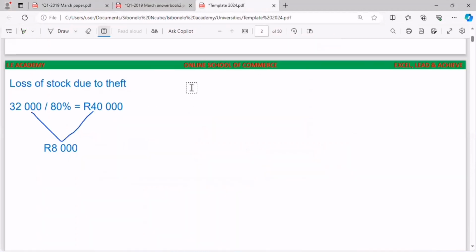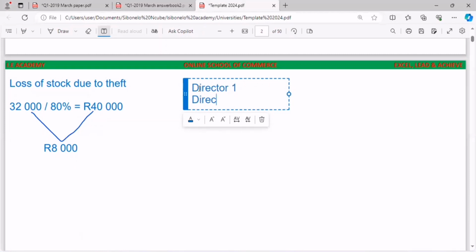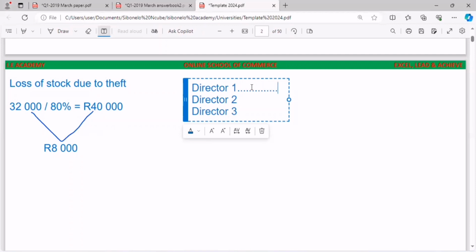We are owing director's fee for Feb. So guys, I will make this simple for you. So we have three directors: director number one, director number two, and director number three. Directors number one and two worked from 1 March 2018 till the end of the financial period. So they worked for 12 months. Director number one worked for 12 months, and director number two also worked from March to Feb, that is 12 months.